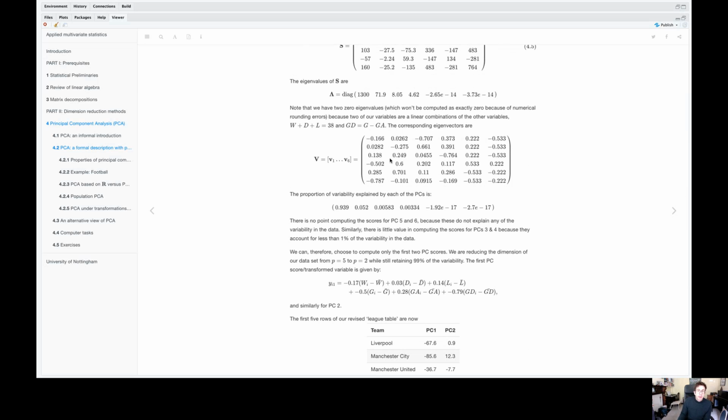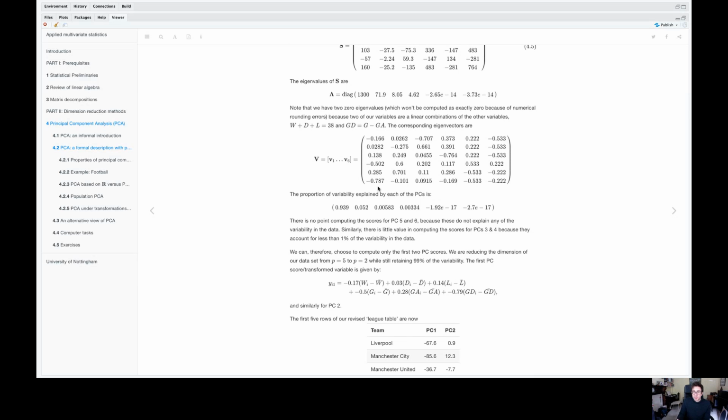So we can look at the eigenvectors themselves here. This is the first eigenvector, this is the second eigenvector, and the others we've said don't represent anything meaningful in the data, so we can just ignore them.